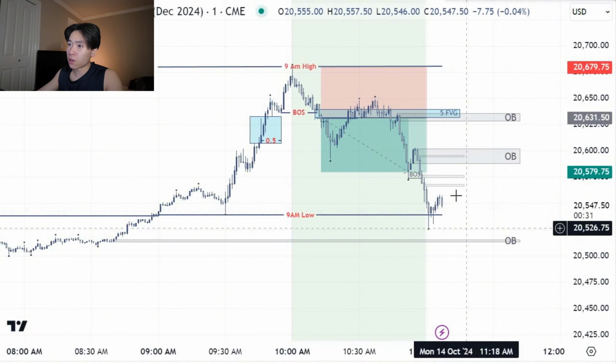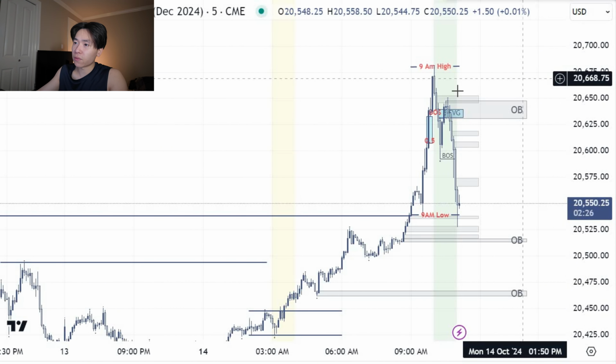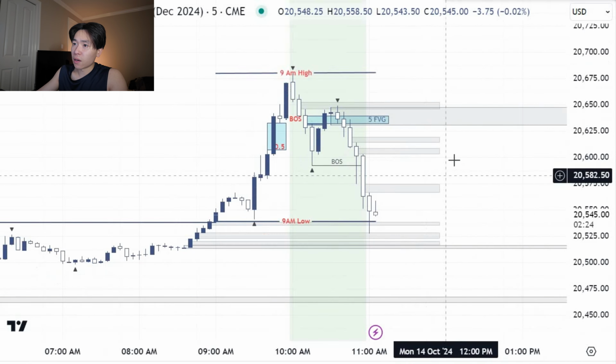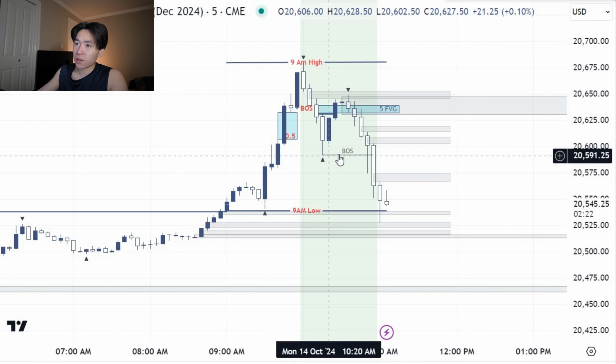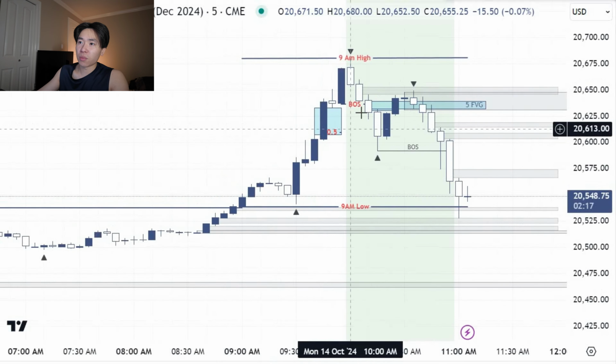But overall, this trade wasn't too bad. Honestly, I probably should have waited for a higher time frame displacement lower, because as you can see here, on the high time frame, this wasn't anything, right? This was not a break of structure at all.